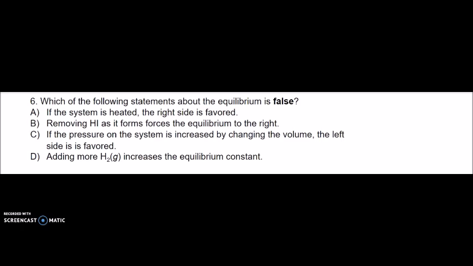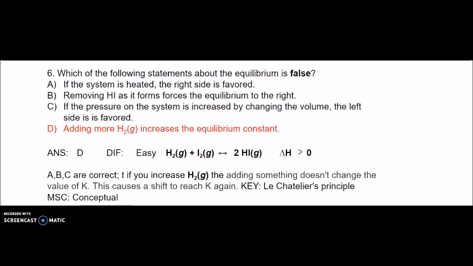B, removing HI as it forms, forcing the equilibrium to the right. C, if the pressure on the system is increased by changing the volume, the left side is favored. And D, adding more H2 gas increases the equilibrium constant. So check your answer in just a minute. So the only one that was false was letter D. The rest, A, B, C, were correct.